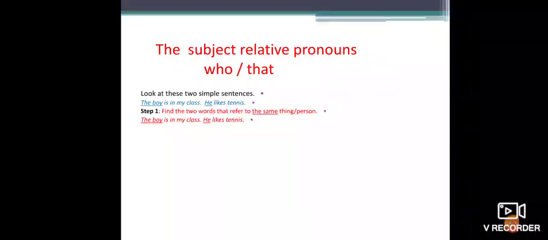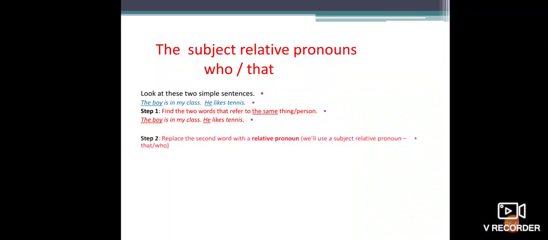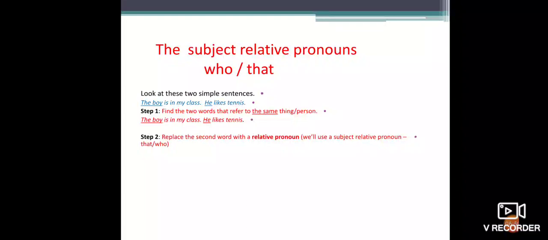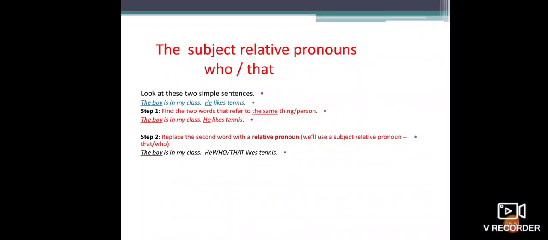Step number 1. Can you find the two words that refer to the same person here? Of course, the two words are the boy and he. Step number 2. Replace the second word with a relative pronoun. Have a look here. The boy is in my class. He, who, that likes tennis. But pay attention. You have to erase the pronoun which is there in the second sentence.